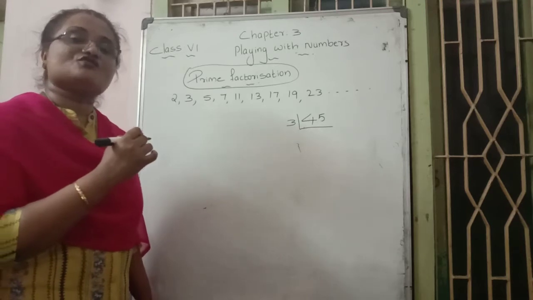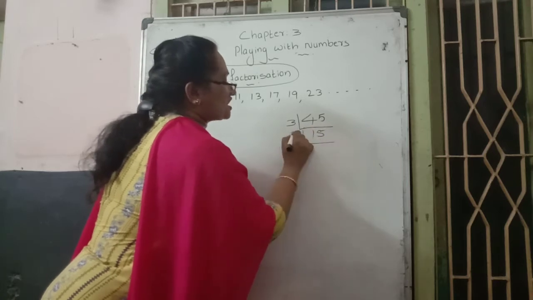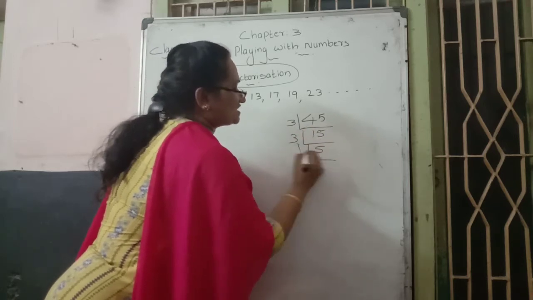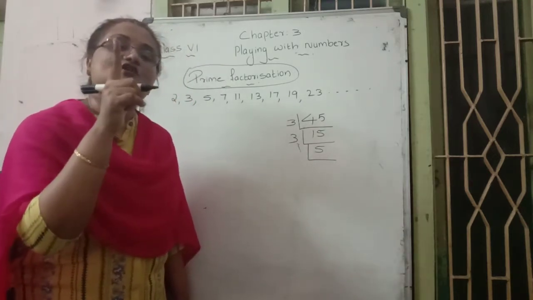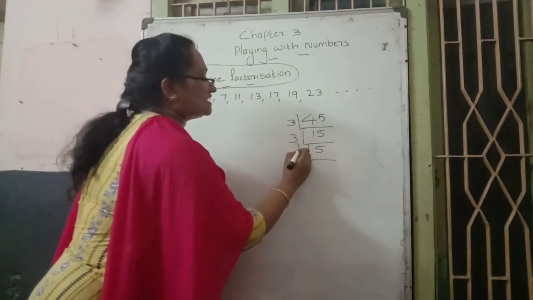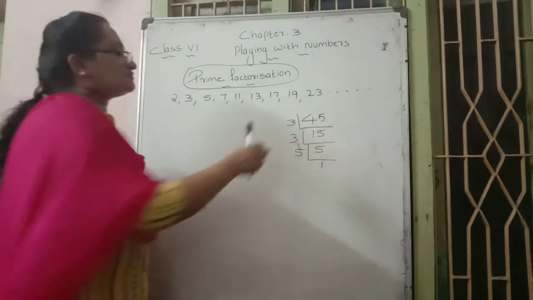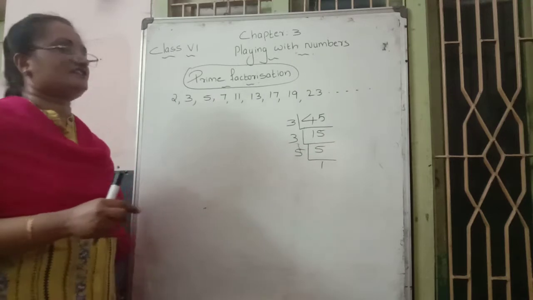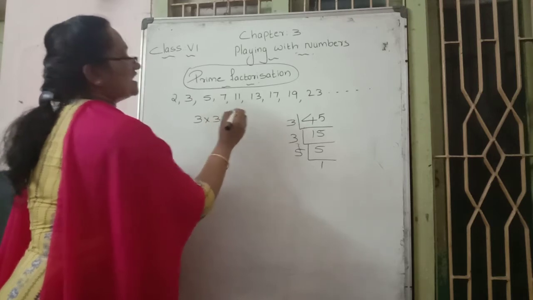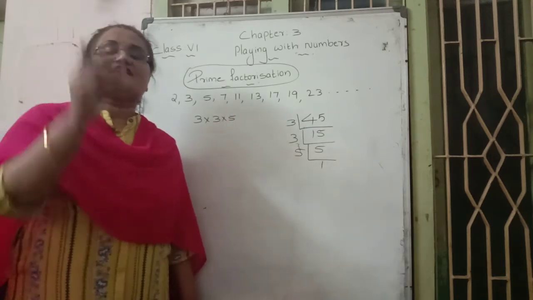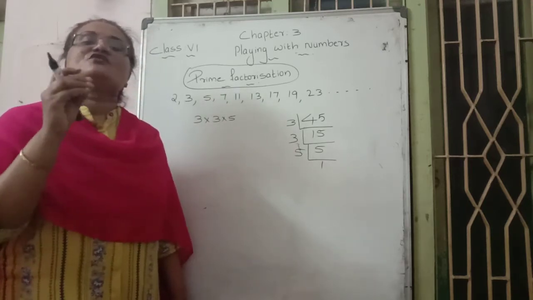3 times 15 is 45. Again, 15: 3 times 5 is 15. So 5 is a prime number. Our aim is to divide and divide until the final answer is 1. Dividing 5 by the same prime number 5, we get 1. This method we call prime factorization. So in prime factorization we get 3 into 3 into 5. These are the factors. Factorization using prime numbers is called prime factorization.